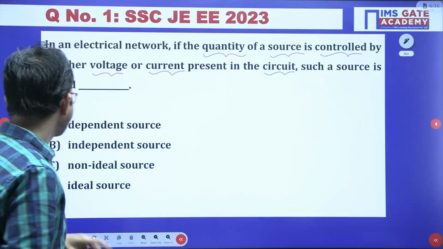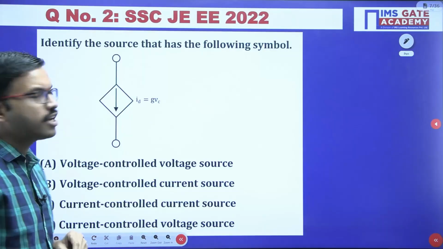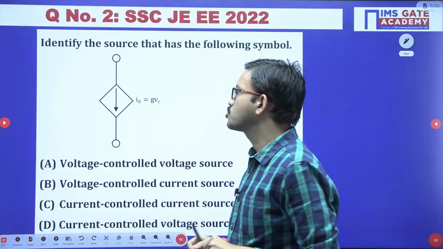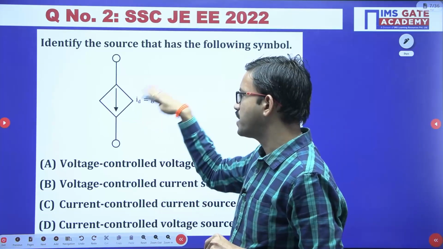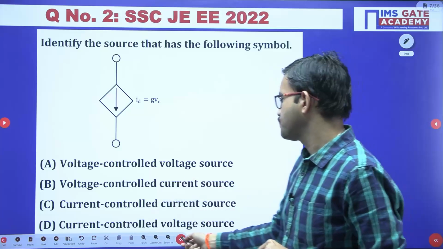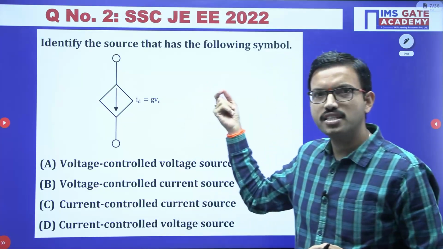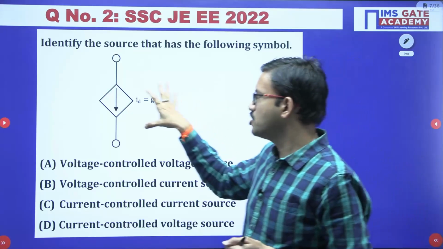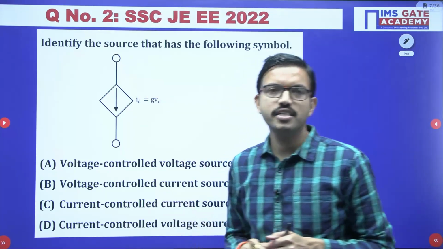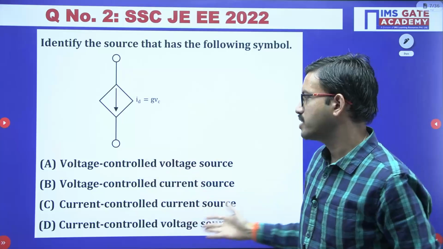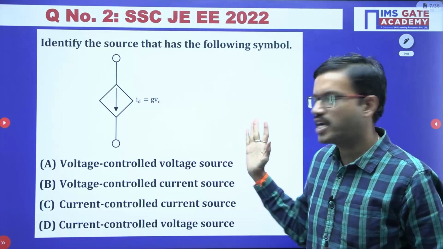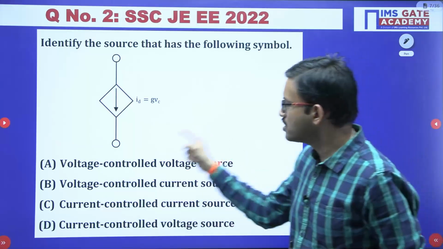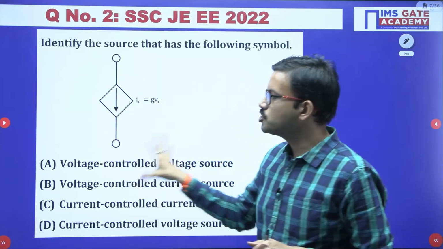Now the next question, all of you give it a try. Here in this question, you are given a source symbol, and you have to identify which category this source belongs to. Based on the context we just mentioned in the previous question, they have given one representation of the source. Whatever dependent sources we have, we can classify into 4 categories like this. Among these 4, which category does this particular source belong to? That is the question.